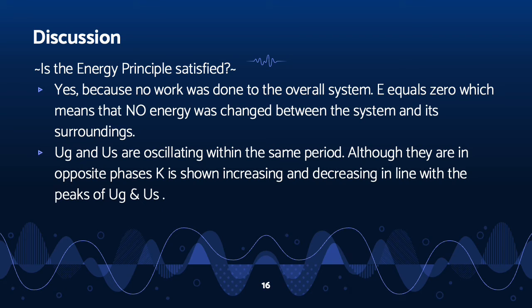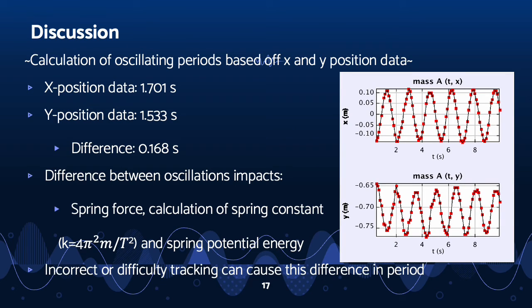UG and US are oscillating within the same period. Although they are in opposite phases, K is shown increasing and decreasing in line within the peaks of UG and US. Another part of the discussion was the calculation of oscillating periods based off X and Y position data.